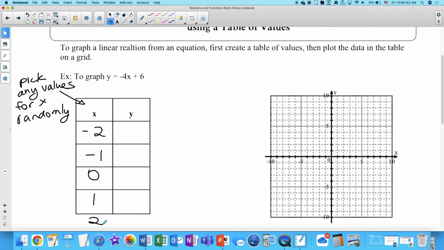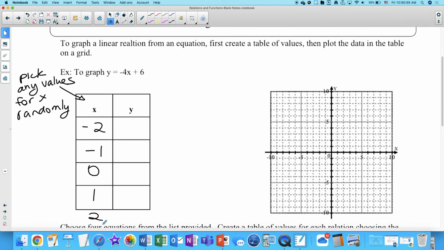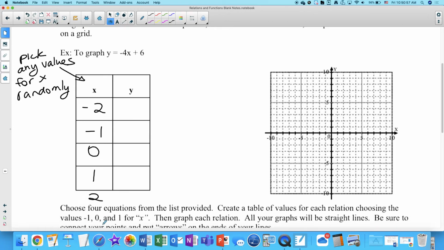The reason why I like to go in order is because it might help me to figure out what type of relation I'm dealing with, what pattern is going on, if I see a pattern in the y values as well. Okay, but you don't have to do that. Now, to figure out the y values, I'm going to use this equation and the specific x value to get the y value that's associated with that.